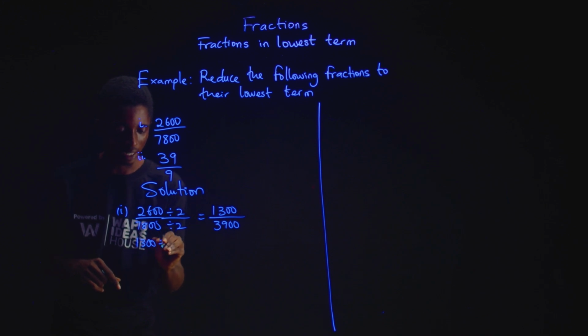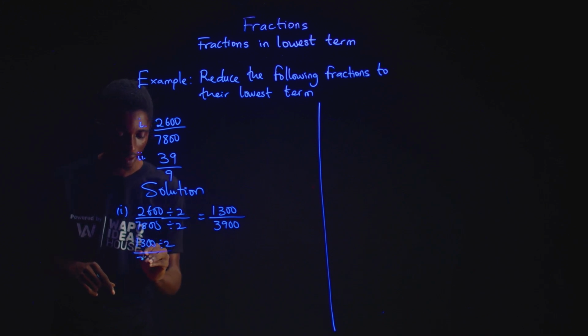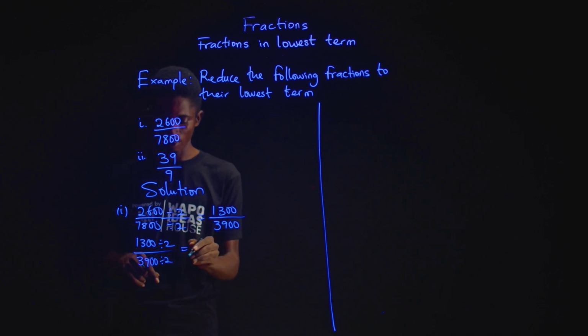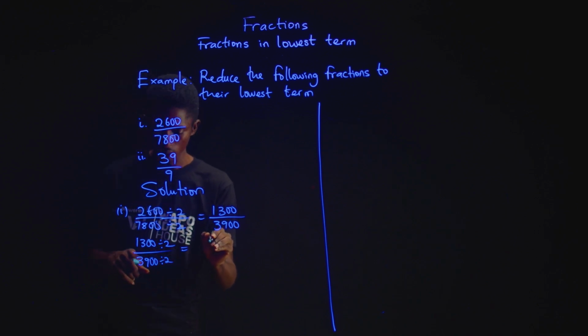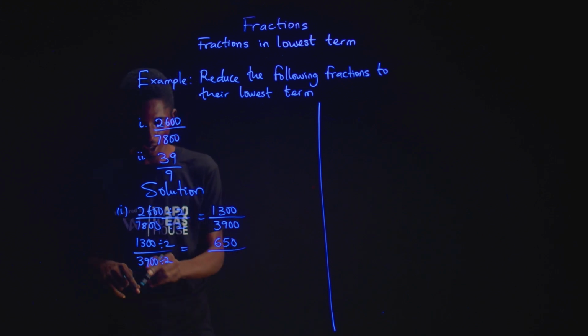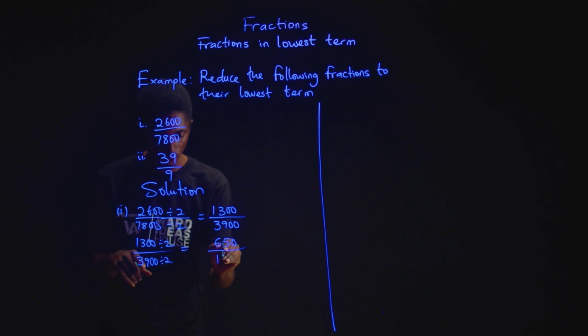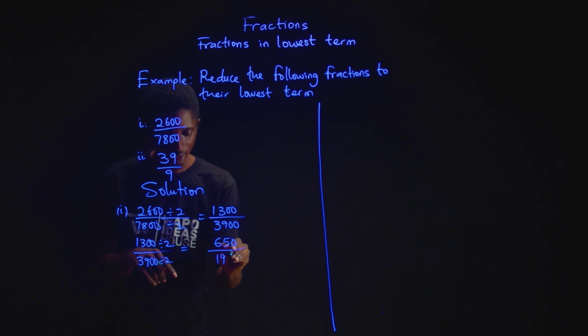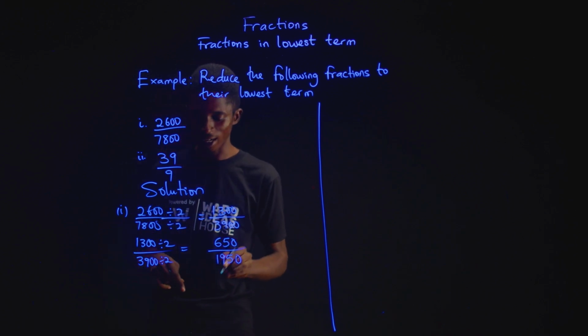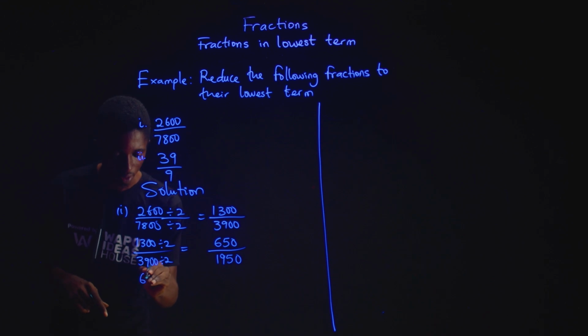1300 divided by 2 over 3900 divided by 2. And then this would give us, okay, in 13 that is 6, remember 1, in 10 that is 5, that's 650 over 1950. 650 over 1950. Now let's continue.